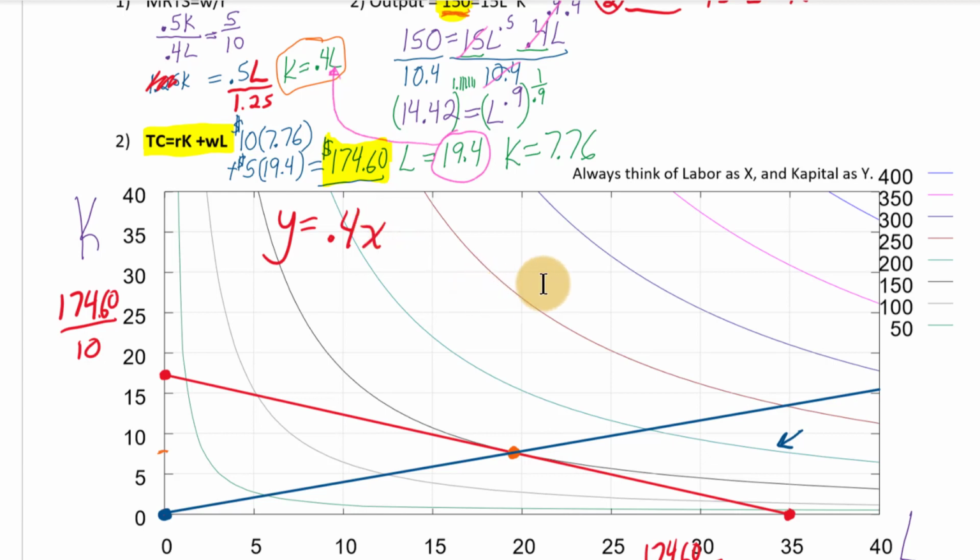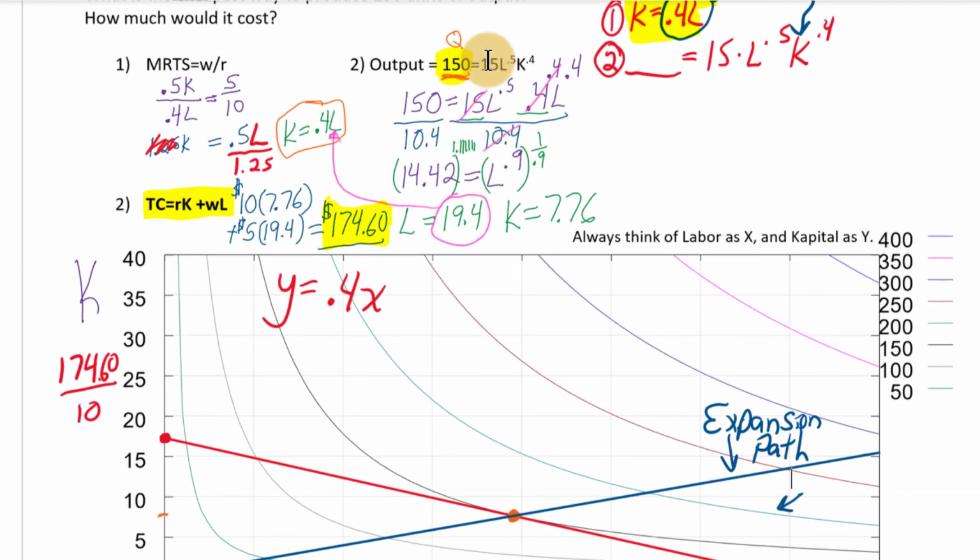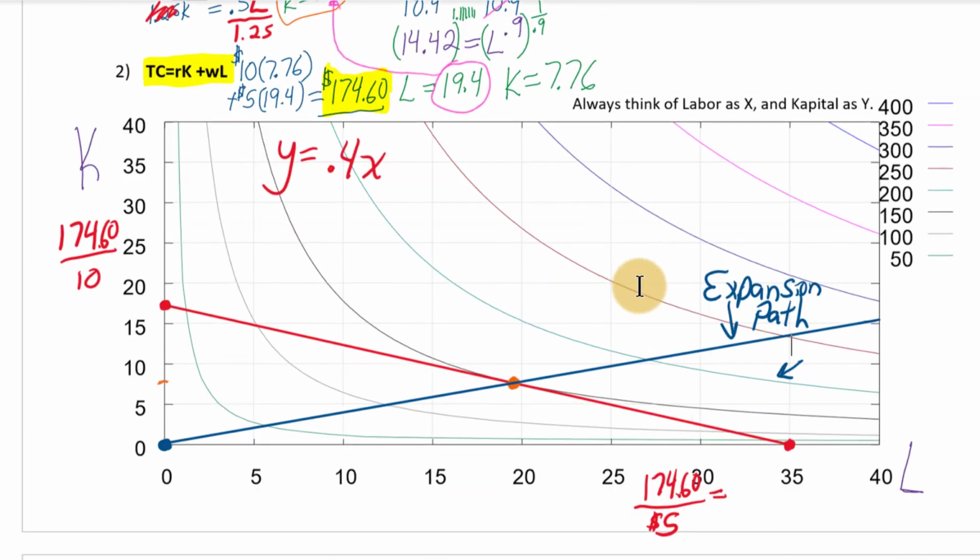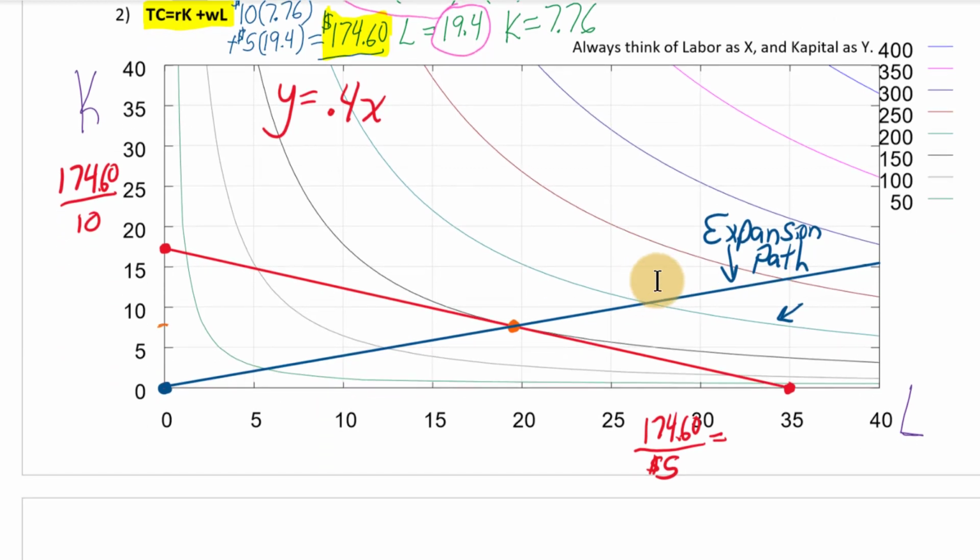And so this is our expansion path right here. That just tells us that as long as the prices of labor and capital remain the same, and they are $5 and $10, then the cheapest way to produce any number of units is going to be somewhere along this expansion path, somewhere along this blue line, where the equation is k equals 0.4L.